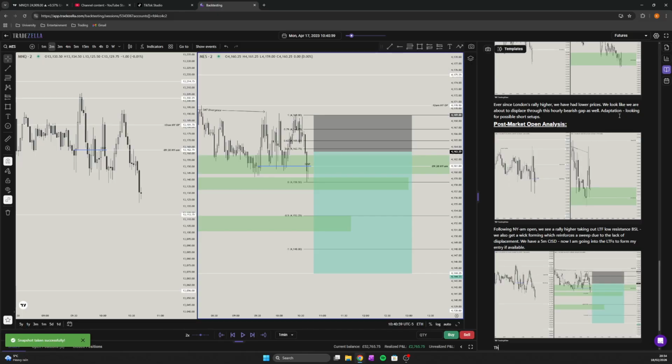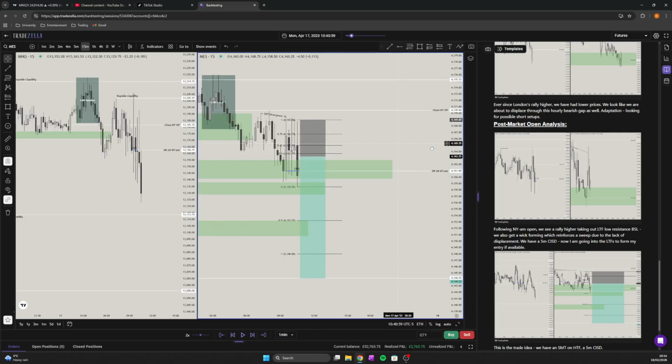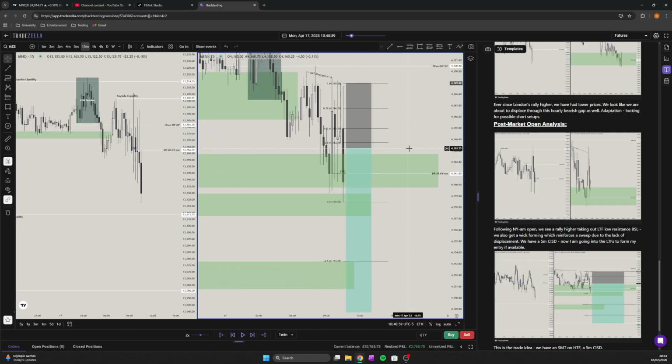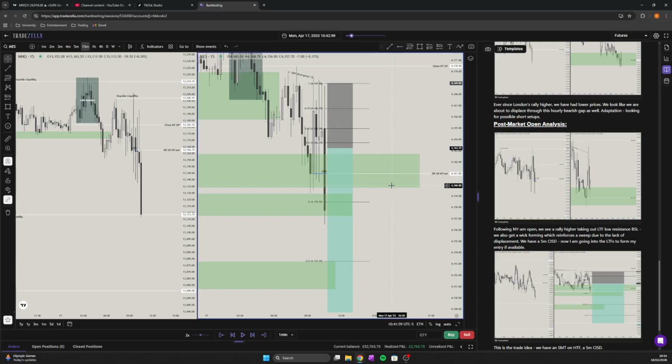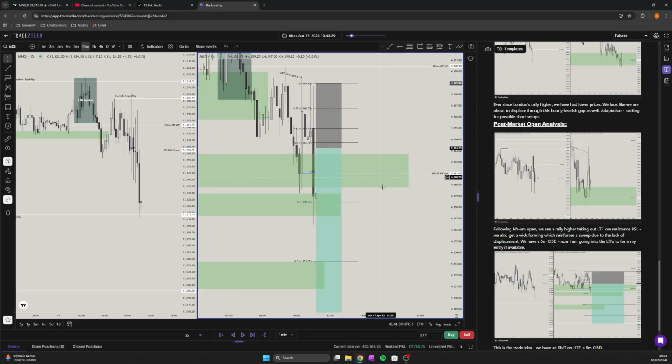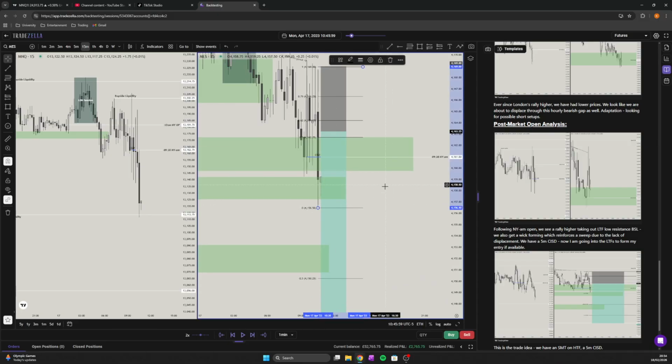So this is the trade idea. We have an SMT on the high time frame, a 5-minute change in state delivery. Let's see, can we get a 15-minute change in state delivery? Yep, we do in 5 minutes. Okay. Am I patient enough to wait? I think I am. Okay, nice, very cool.